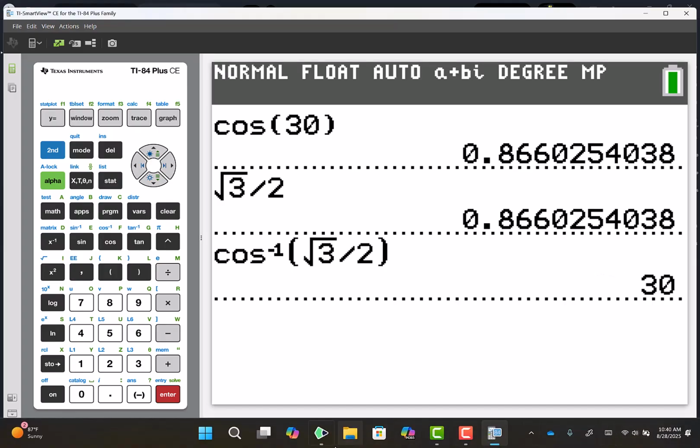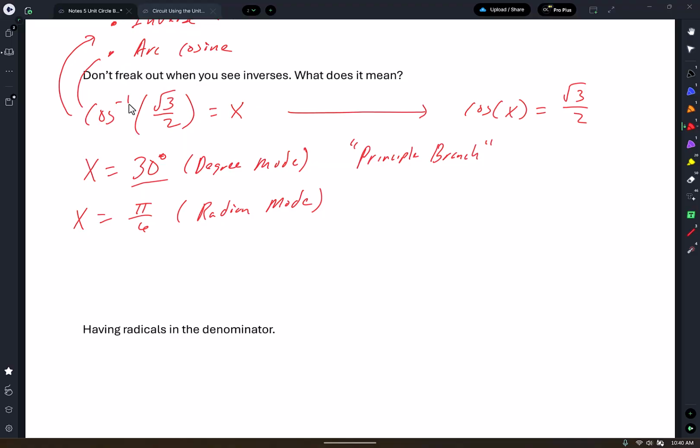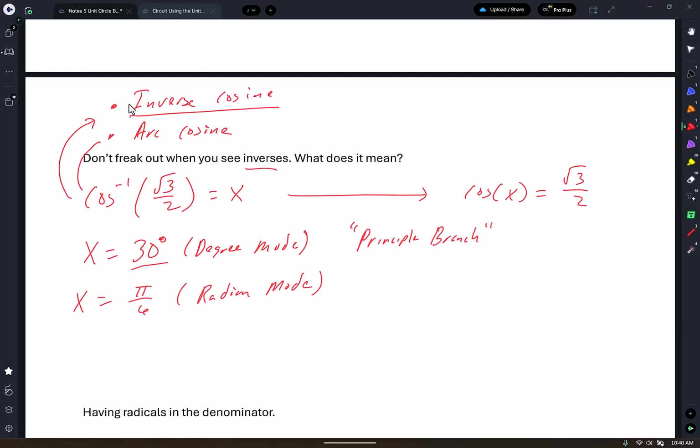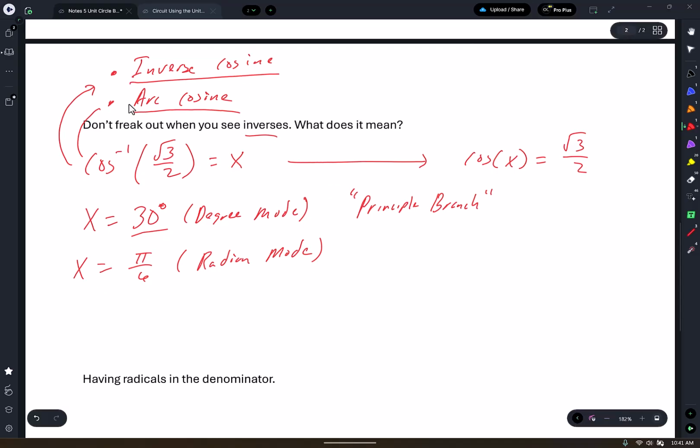Okay. So anytime you see that little -1, what does it stand for? The inverse. How do you pronounce it? Inverse cosine or arc cosine. You hear me say both interchangeably. They're the same. Don't freak out. All right, so let me do one more. If you see secant with a little -1, you're going to say arc or inverse secant. It's not the same as reciprocal. And I'm going to go ahead and put 2.